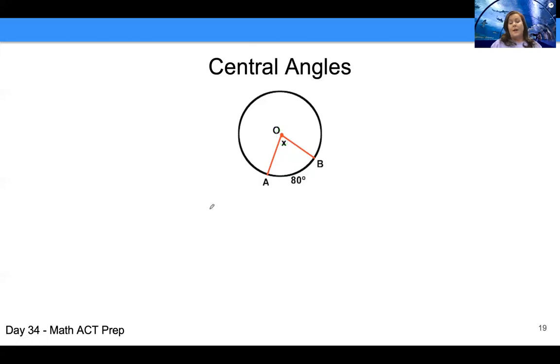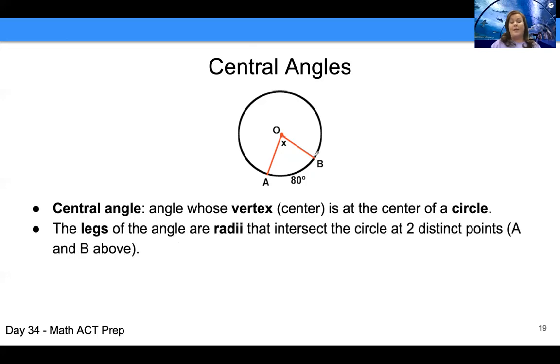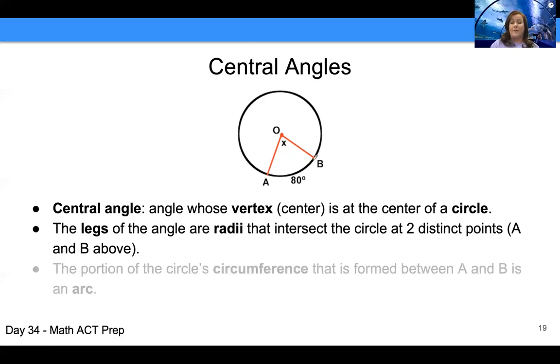Now it's very interesting because we would call this arc AB. The legs of the angle are the radii. Each one is a radius. And they intersect the circle at two distinct points, A and B, therefore creating this minor arc here of AB.